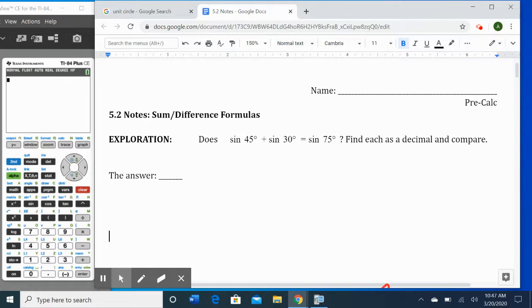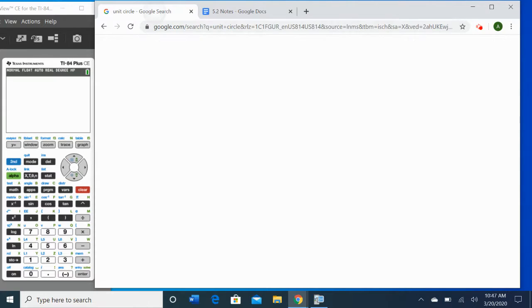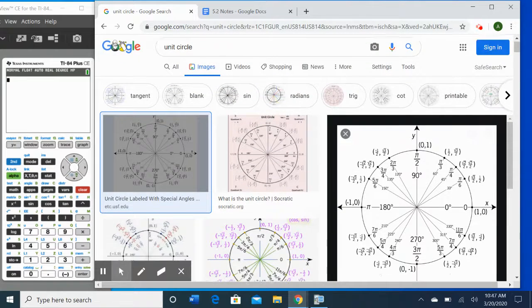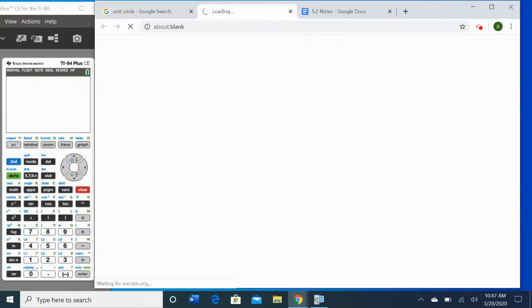We're moving on to chapter 5, which is analytic trigonometry. So we're just going to take what we know about trig and take it one step further and analyze it. I want you to either print out these notes or take notes on your own paper. And I also want you to find your unit circle, or you can just Google unit circle like I did and use Google Images.